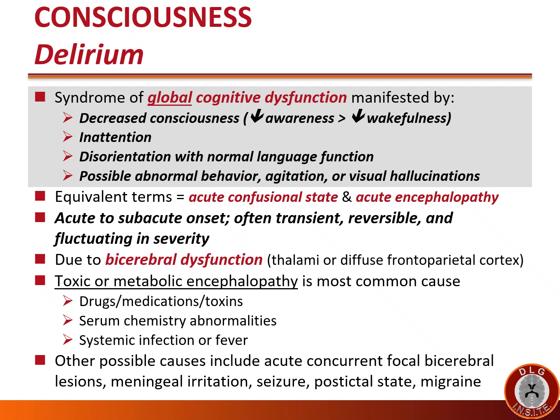It is due to bicerebral dysfunction, as we discussed, the thalami or diffuse frontoparietal cortex involvement. And again, toxic or metabolic encephalopathy most commonly causes this problem, such as drugs, medications, toxins, serum chemistry abnormalities, systemic infection, or fever. Those are all examples of toxic or metabolic encephalopathies. Other possible causes include acute concurrent focal bicerebral lesions, meningeal irritation, seizure, postictal state, and even migraine.